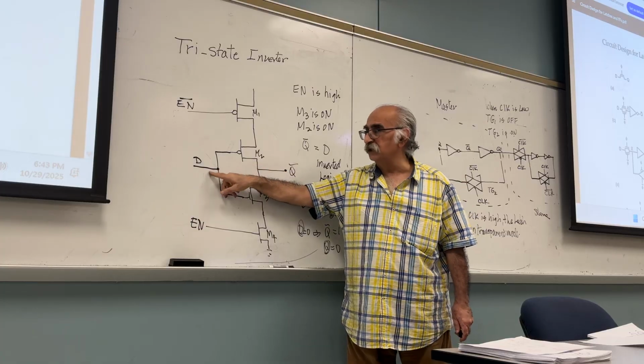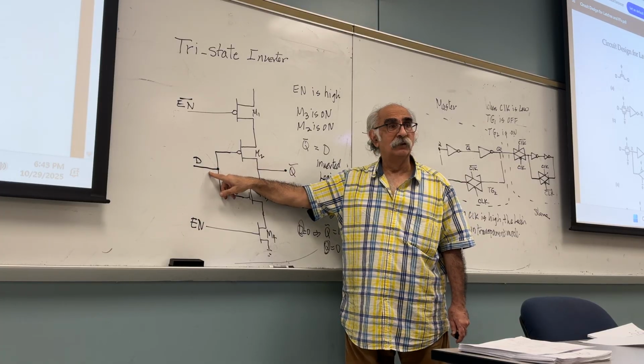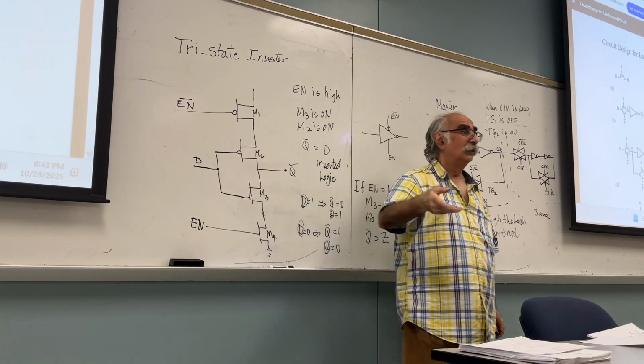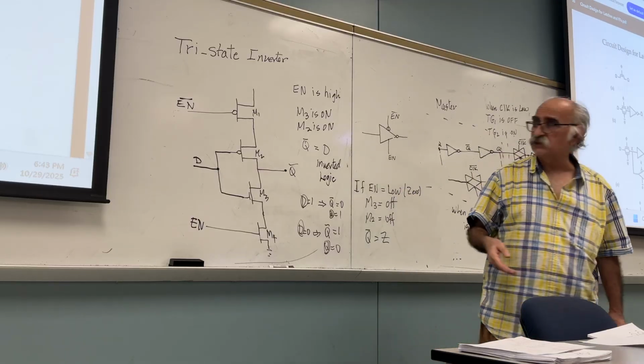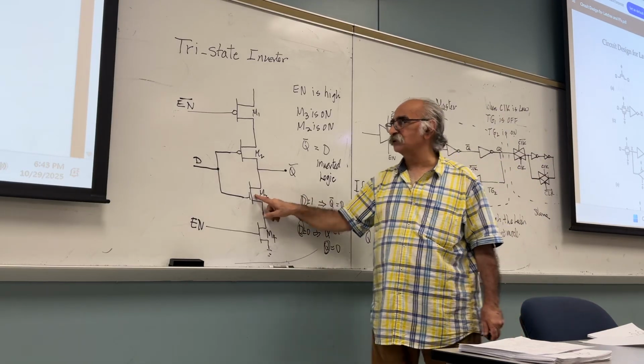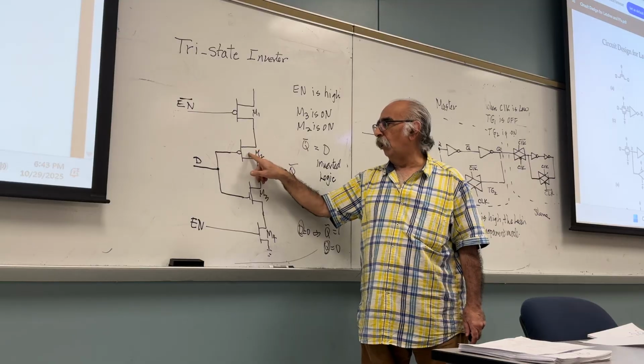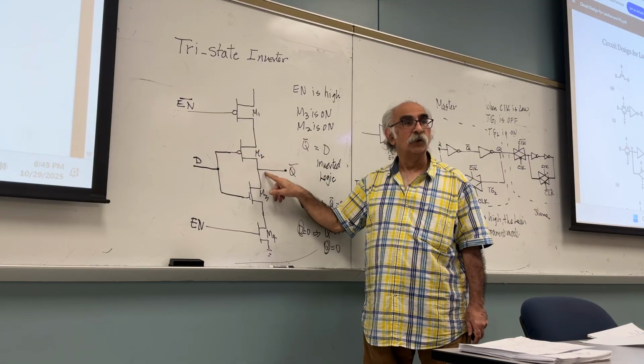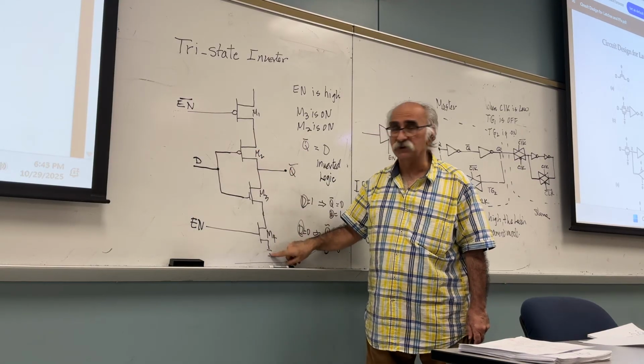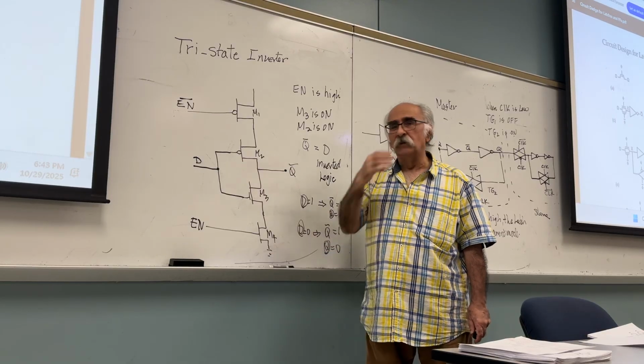Q. Assume D is high. Yeah. Let's assume D is high. What can you tell me about this? On. On. Off. Off. What is this? Low. Which means this one is going to be 0. You follow me or not?